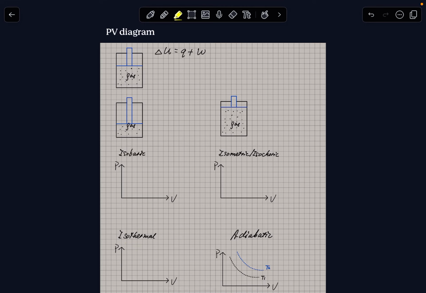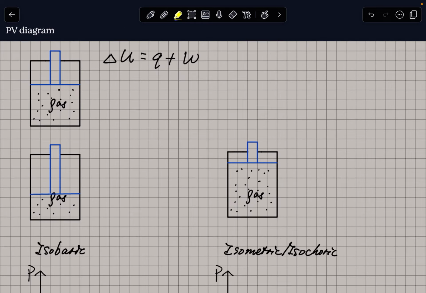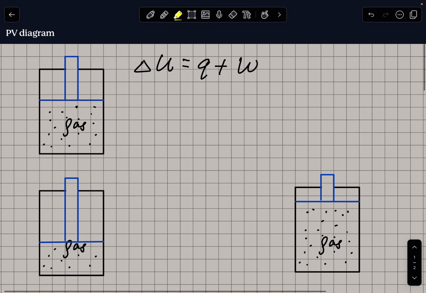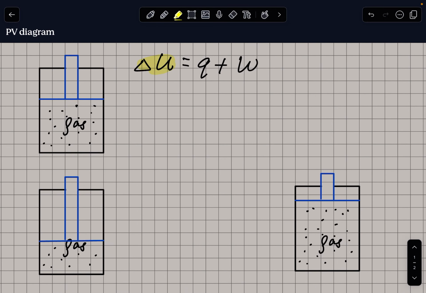Today I want to talk about PV diagrams. Before we dive into the 4 different PV diagrams, I want to first talk about the first law of thermodynamics, okay? As you can see, this equation here, delta U equals Q plus W. This is the formula for the first law of thermodynamics, saying that energy cannot be created nor destroyed, but it can be transformed from one form to another form.